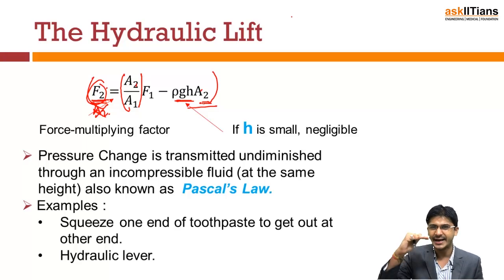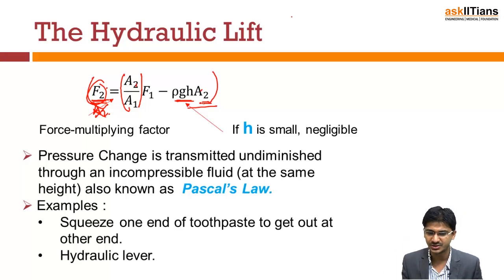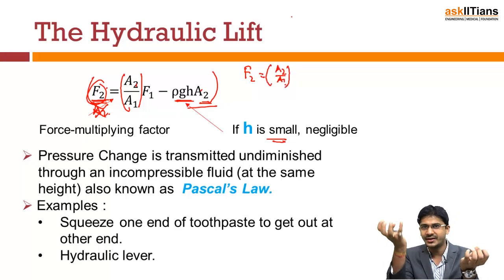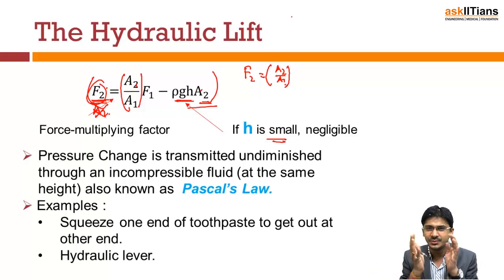Now since we know the height that it goes up is very small, if this is small, then this is negligible. You can neglect this for small heights. Otherwise, this is the correct equation. So if you neglect this, what you get is F2 is A2 by A1 will be a constant, right? Because the system that is kept in place has a fixed area on this side and on this side. So the ratio of this by this will be fixed for that system. So this is a constant times F1.